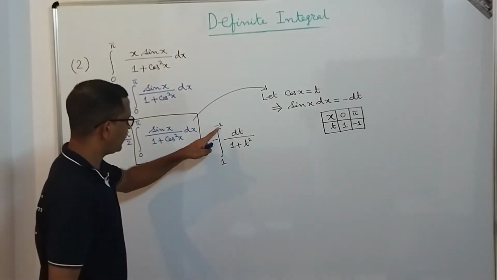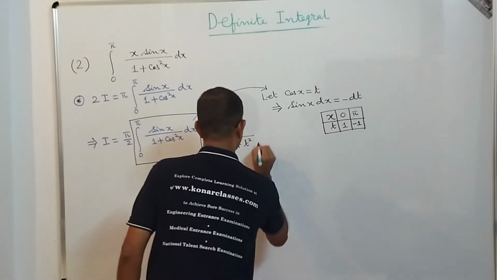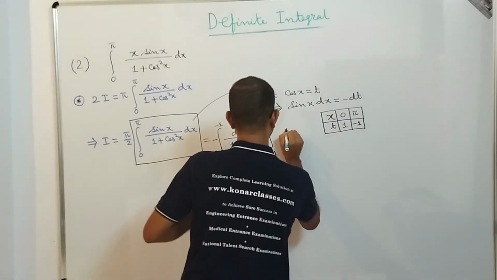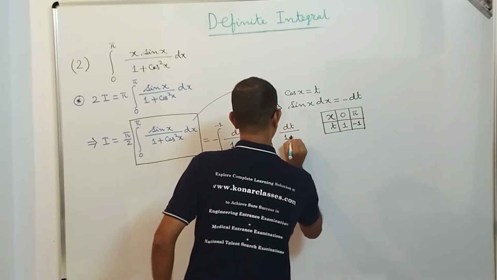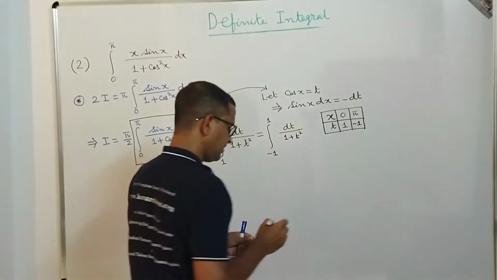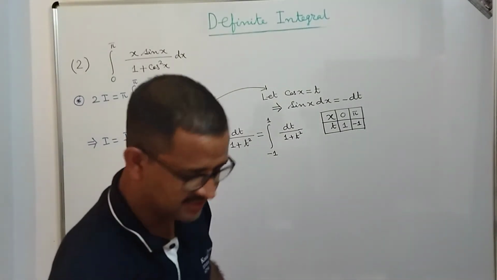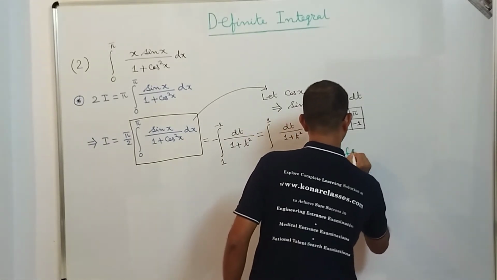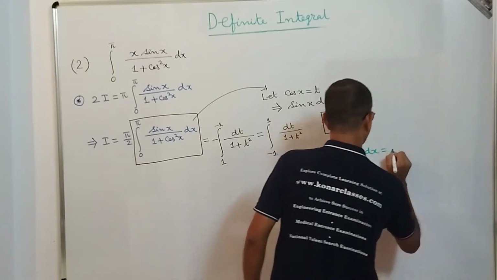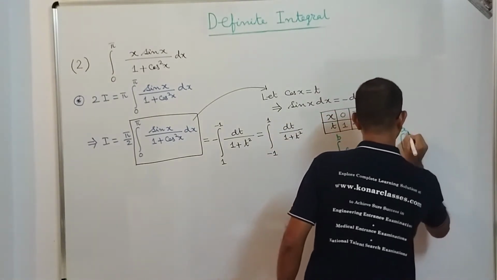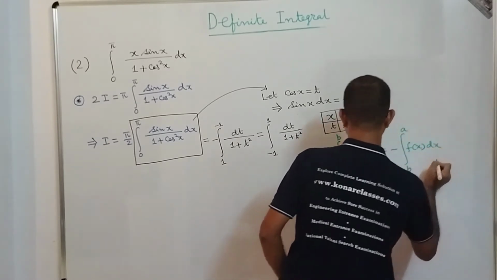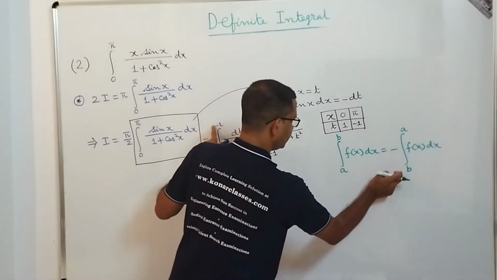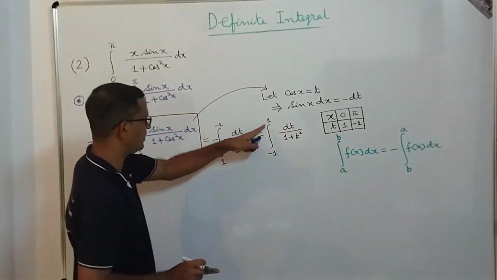Now minus of 1 to minus 1 dt by 1 plus t square we can write as integration minus 1 to 1 dt by 1 plus t square. If you recall, we learned one property, that integration a to b f x dx is equal to minus integration b to a f x dx, and that property we have used. Minus of 1 to minus 1, minus of b to a, that means a to b, so that becomes minus 1 to plus 1.